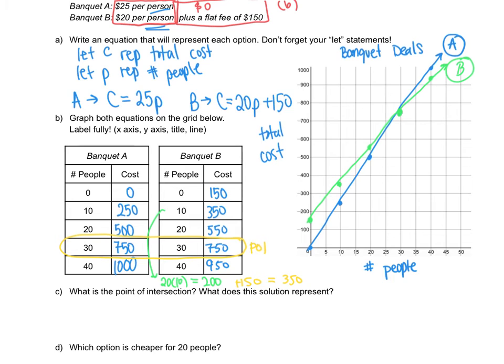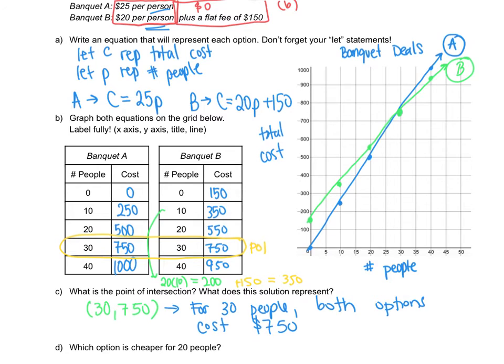So now, what is the point of intersection and what does it represent? The point of intersection is (30, 750). And what it represents in terms of the scenario is that for 30 people, both options cost $750.